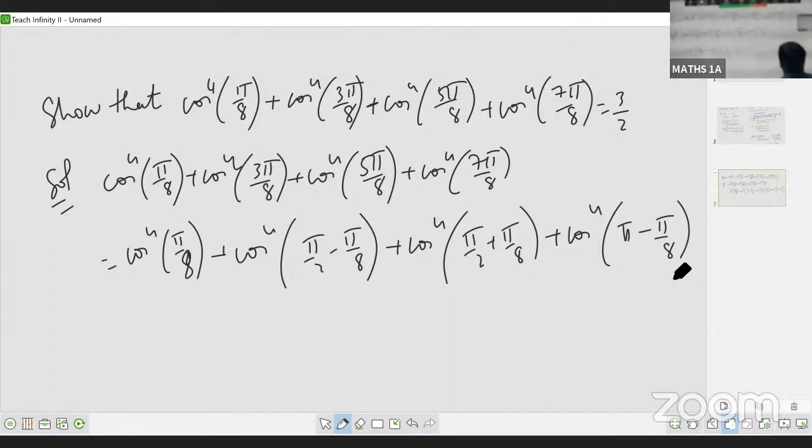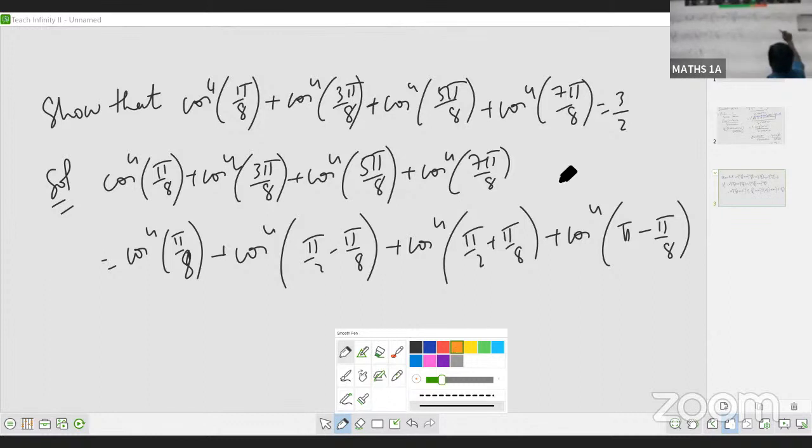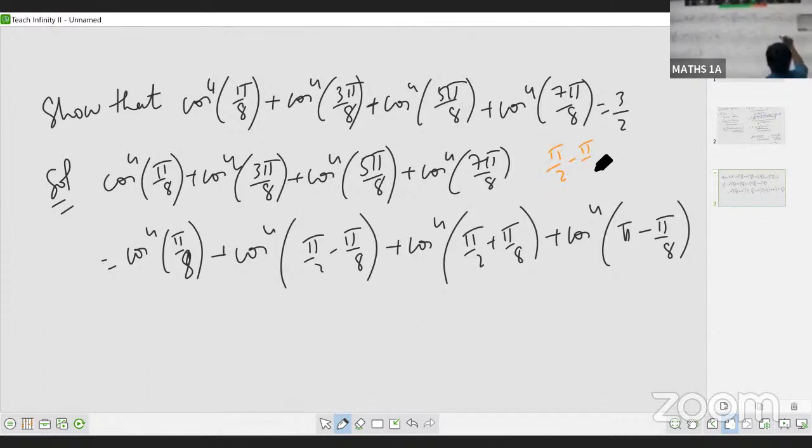See here, if you want I can show you the simplification. Pi by 2 minus pi by 8, take LCM, 8 is your LCM. So 4 pi minus pi, that is 3 pi by 8, correct? Pi by 2 minus pi by 8 will give you 4 pi minus pi by 8, that is 3 pi by 8. Yes or no? Same way, pi by 2 plus pi by 8, you will get 5 pi by 8. Okay? Right.